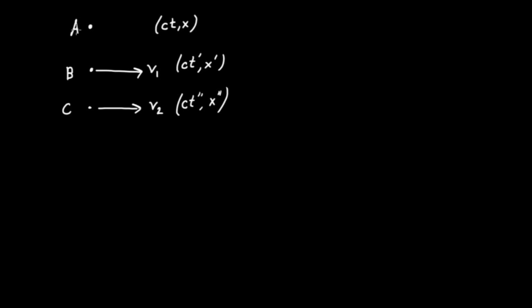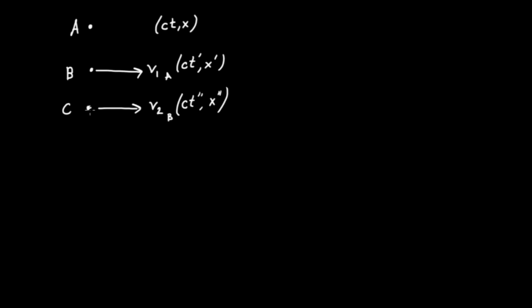So we have three people. This time we have A, B, and C. A is going to be stationary. His coordinates are going to be CTX. B's coordinates are going to be CT prime X prime. And C's coordinates are going to be CT double prime X double prime. Now, what's going on here is that B is going to move with a velocity of v1 relative to A. Now, the new part here is that C moves with a velocity of v2 relative to B.